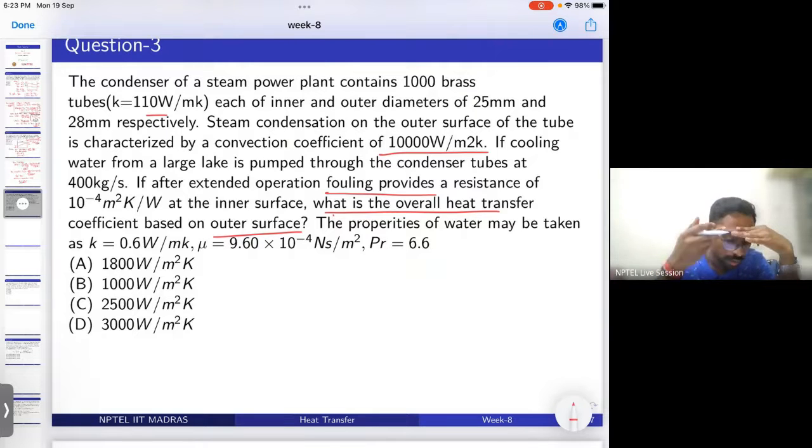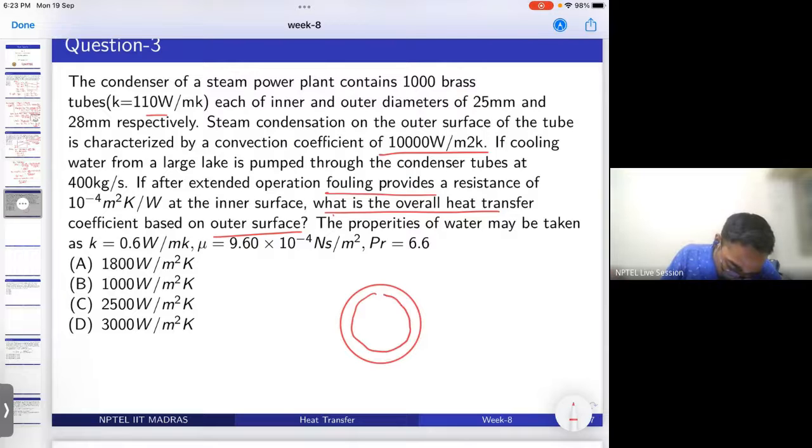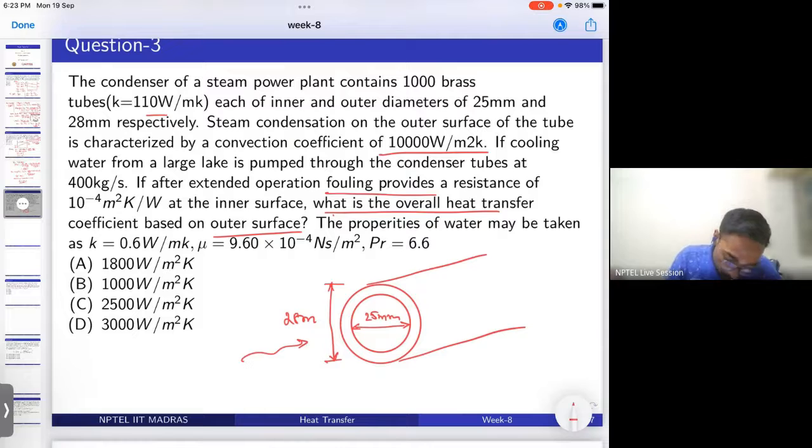So in this case, fouling on the inner surface of the tube is providing an additional resistance. So what we need to find out is the overall heat transfer coefficient. So we have a tube. This is 25 mm. Outer surface is 28 mm. So cooling water is flowing through this.